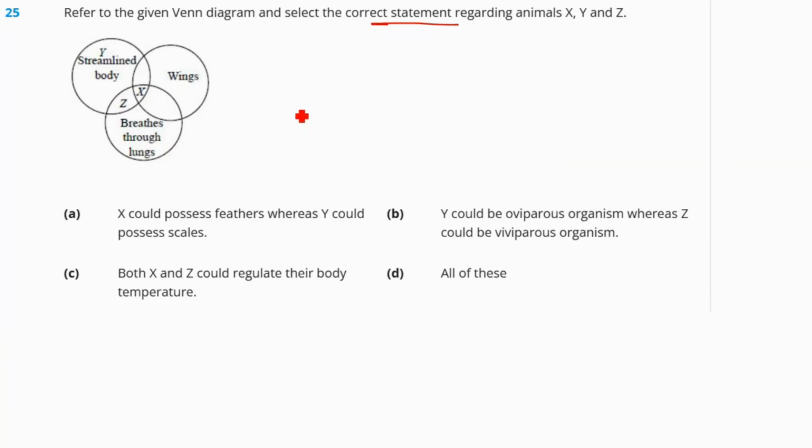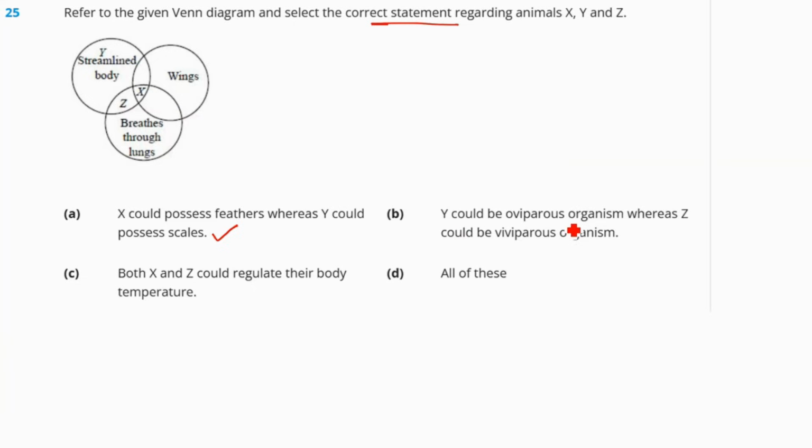Okay. The first statement says X could possess feathers, whereas Y could possess scales. So X having wings, lungs and a streamlined body, birds, they can possess feathers, but Y having a streamlined body could possess scales. So this is a correct statement. Let's see. Y could be oviparous. So Y is a fish, X is a bird. Till now we can understand this.